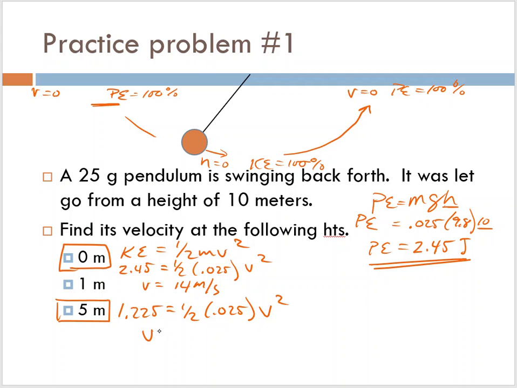And a lot of you might have been thinking the velocity was going to be 7 meters per second, but that's not true because of the squared here, and we get an answer of 9.9 meters per second.